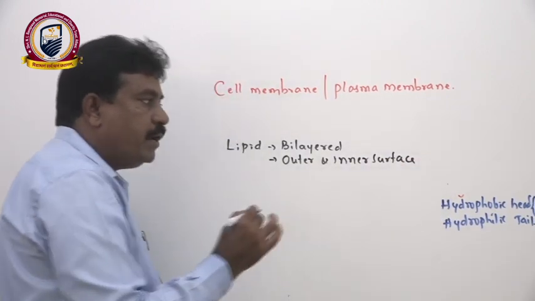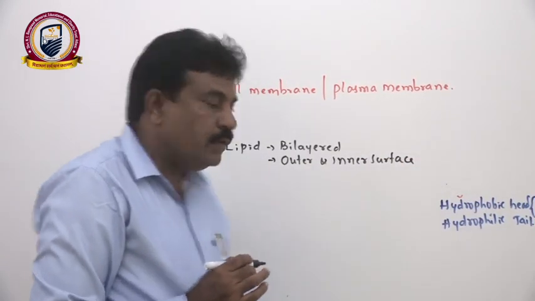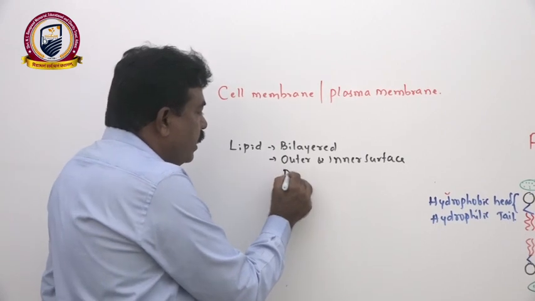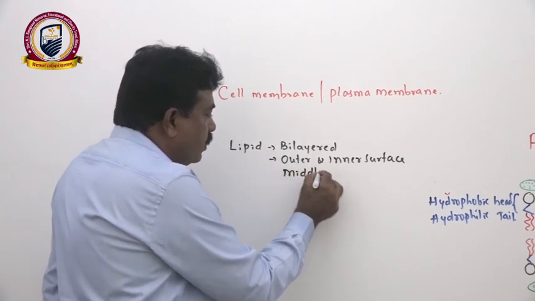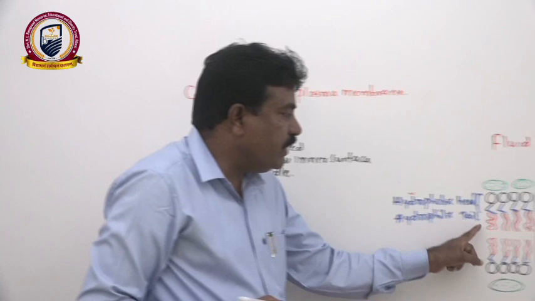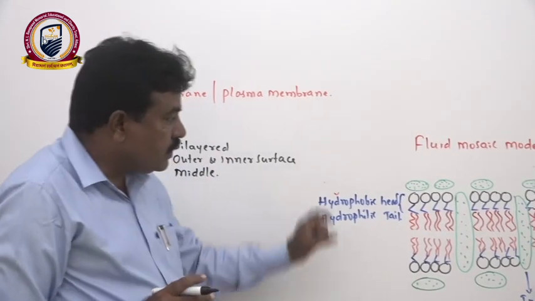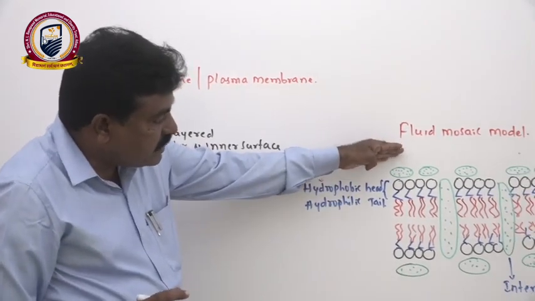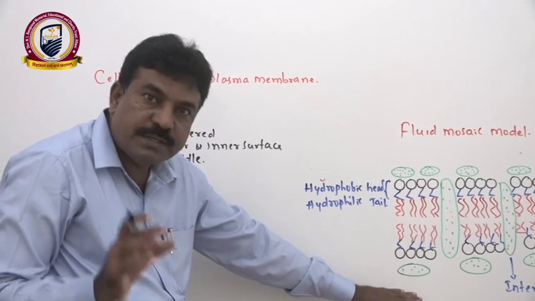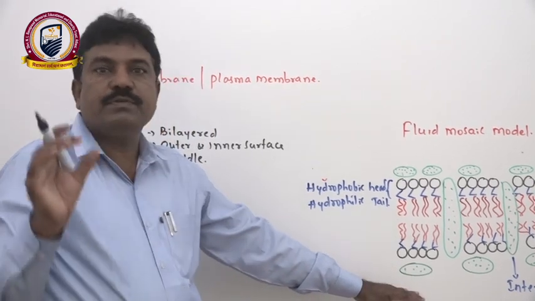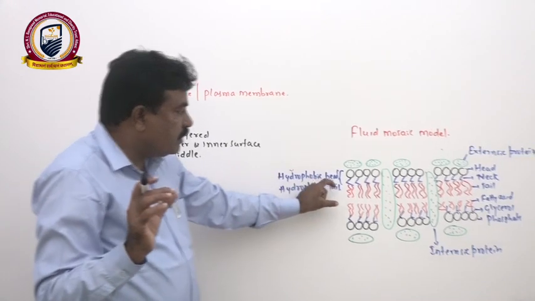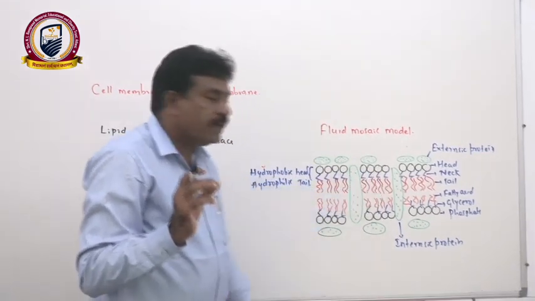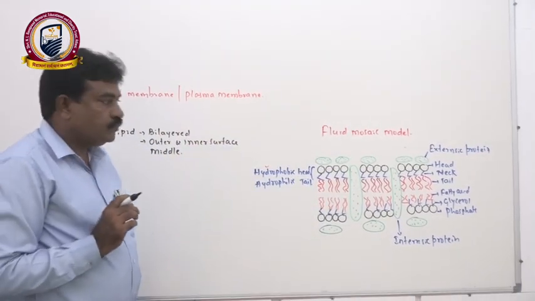And in this bilayer, the phospholipid molecules always show the outer and inner surface with hydrophobic heads, whereas in the middle we have the hydrophilic tails. That means both the inner surface and the outer surface of the cell membrane do not easily absorb water, but the middle layer, that is the tail, can absorb water.